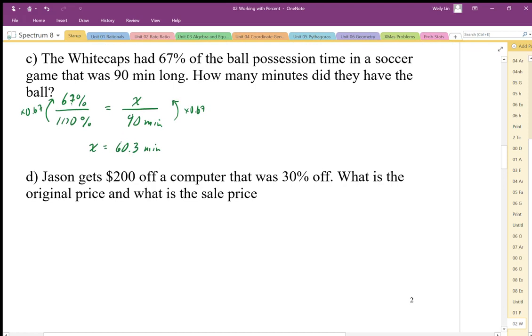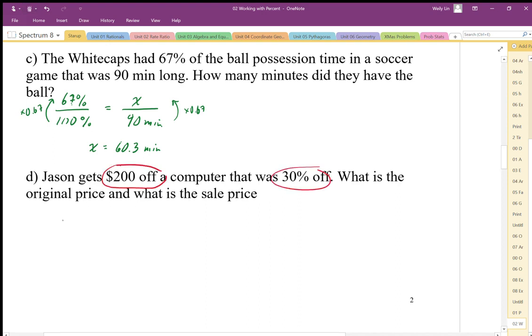Okay, so for this one here, Jason gets $200 off a computer that was 30% off. What was the original price and what was the sale price? We can set this up in a few different ways, but we need to make sure we understand what our comparison is. This is our discount. $200 is our discount. 30% is their discount. They kind of go together. So that's discount compared to discount.